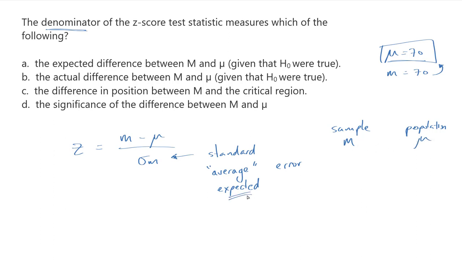What would the expected or the average or the standard error be? Well, that's taken care of in the denominator here. So the answer is A. The denominator measures the expected difference between the sample mean and the population mean, or the expected or the standard error.